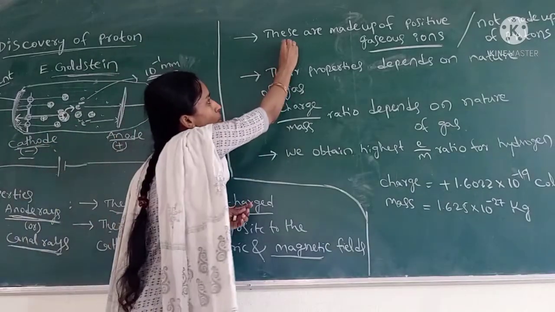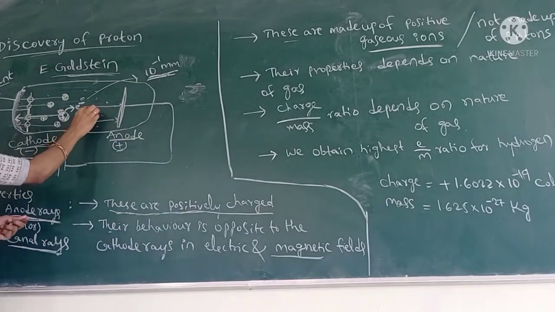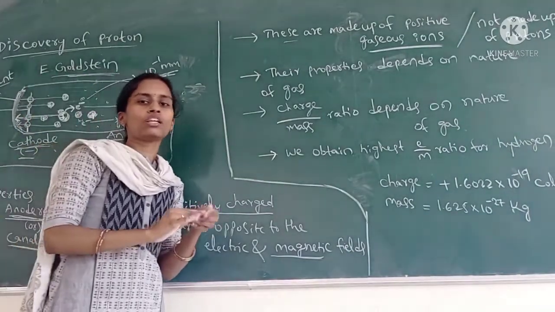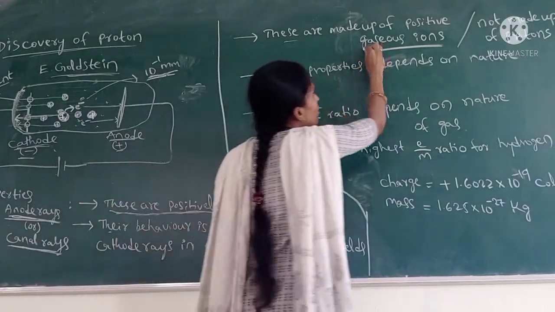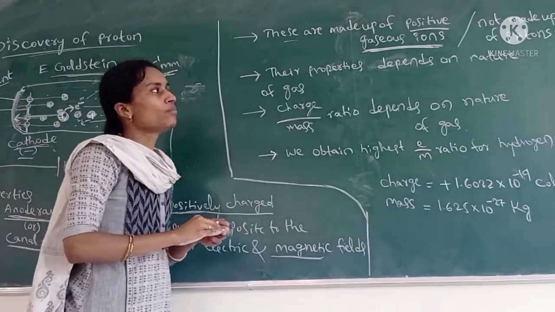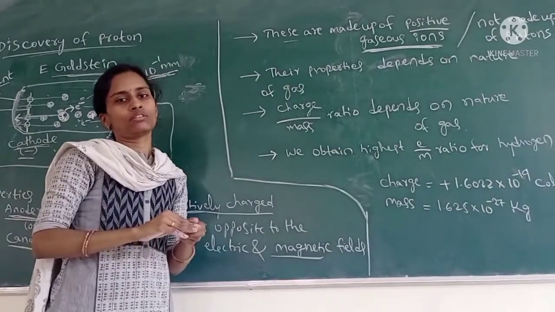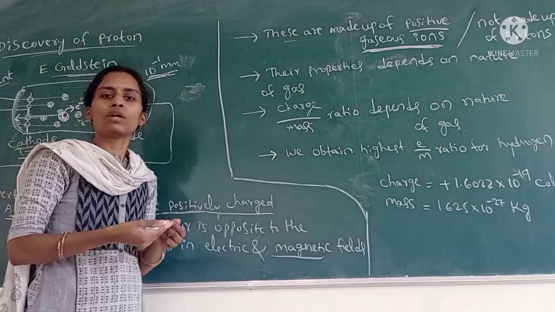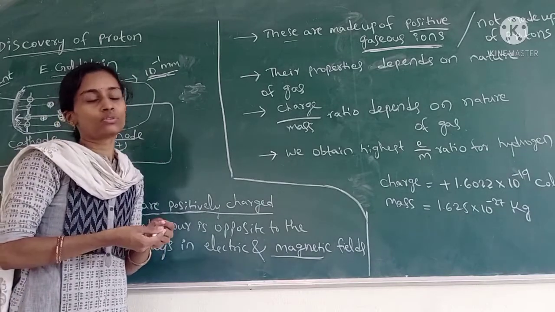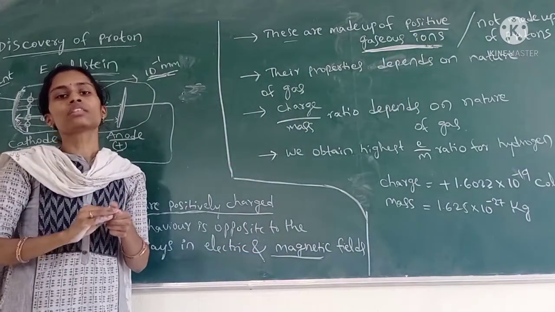They are made up of positive gaseous ions. We have seen that in this tube, after losing electrons, the molecules form positive ions. So anode rays contain positive gas ions, and they are not made up of protons. In the case of cathode rays, they are made up of electrons, but anode rays are not made up of protons. They are made up of positively charged gaseous ions.